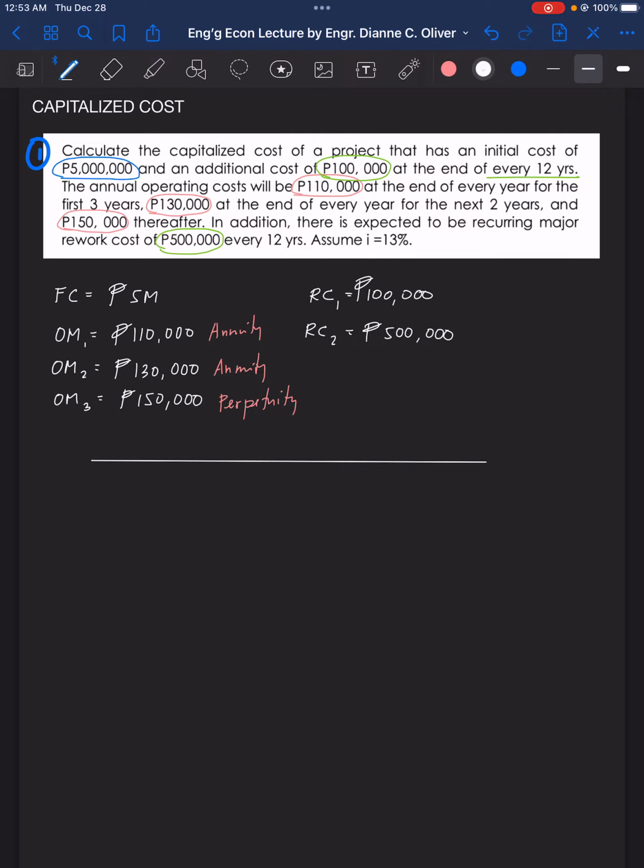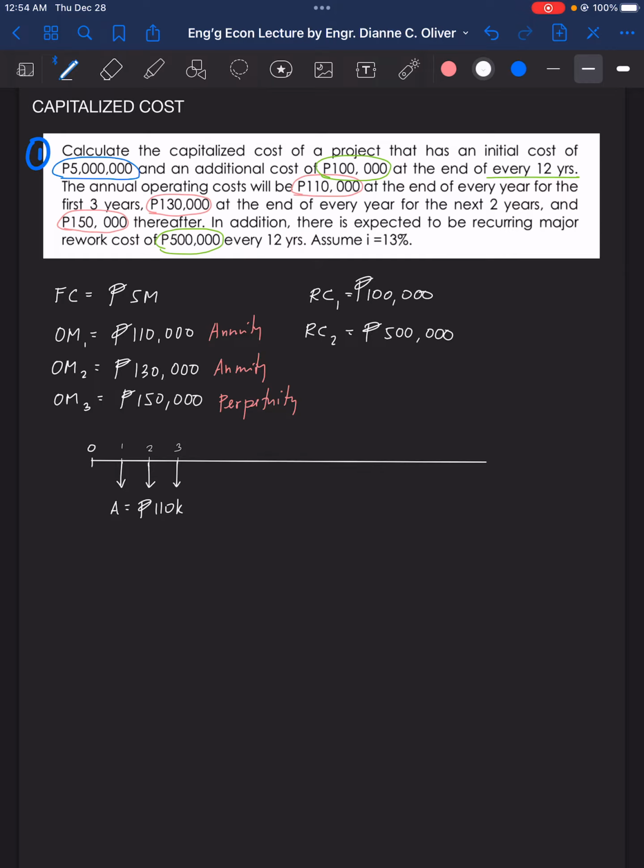Okay, so for year 0, and then we have the first year. The 110,000 is at the end of every year for the first 3 years. So 1, 2, 3. So that is the first 3 years. Annuity. So at the end of every year for the first 3 years. So this is the first one. So the A is 110K.